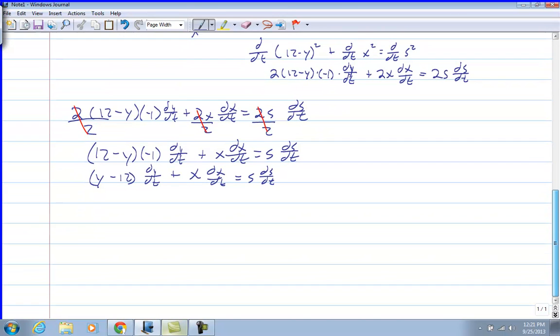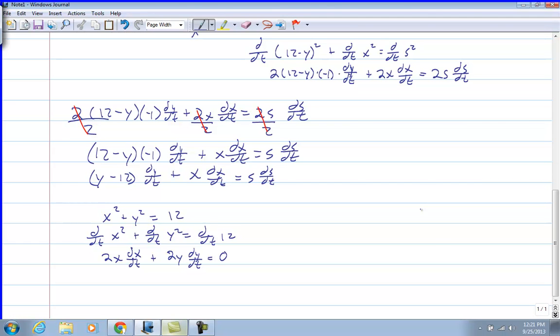Now there was another relationship I had expressed in the beginning, that x squared plus y squared equals 12 squared. If we take the derivative with respect to time of each of these, the derivative of x squared is 2x dx/dt, plus the derivative of y squared is 2y dy/dt, and the derivative of 12 squared is 0. So we get 2x dx/dt plus 2y dy/dt equals 0.